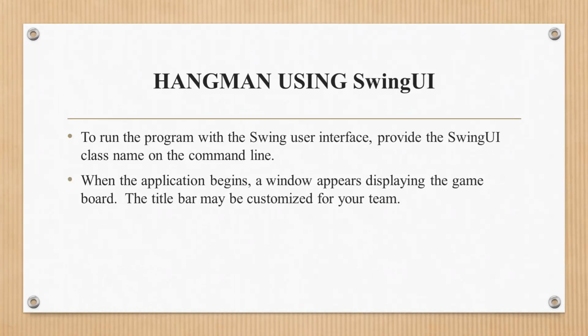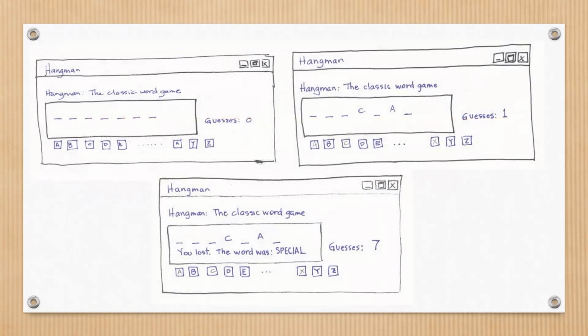I already said that the Hangman game has also been prototyped using a swing user interface. With this swing user interface, we need to run the program using the class name in the command line, so that the user can start the game. When the application begins, a window will appear displaying the game board. This is one example using a swing user interface.